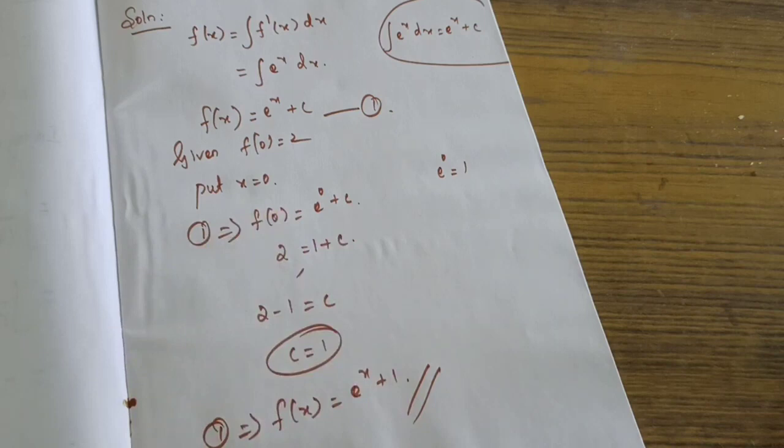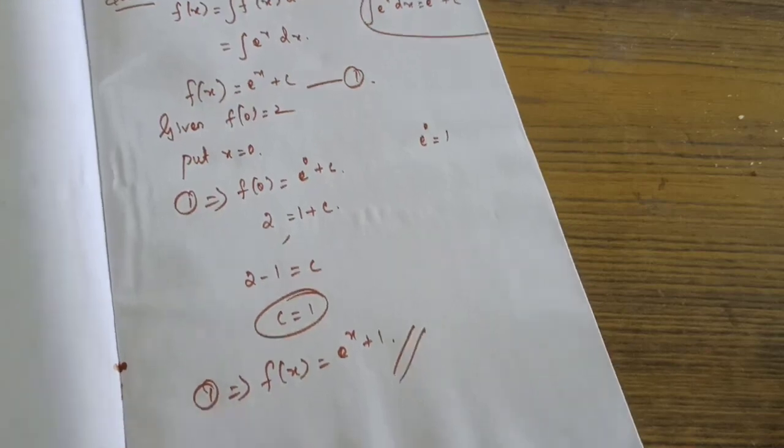What is given? F of 0 is equal to 2. So if we substitute x is equal to 0, from that you will obtain the c value, and substituting in equation 1, f of x equals e power x plus 1. Have you got it? Okay.